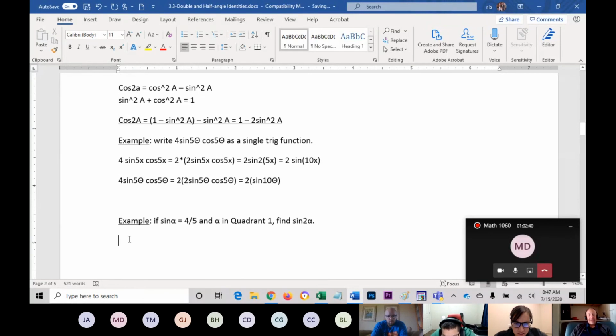If the sine of alpha equals 4/5 and alpha is in quadrant 1, find the sine of 2 alpha. Okay.